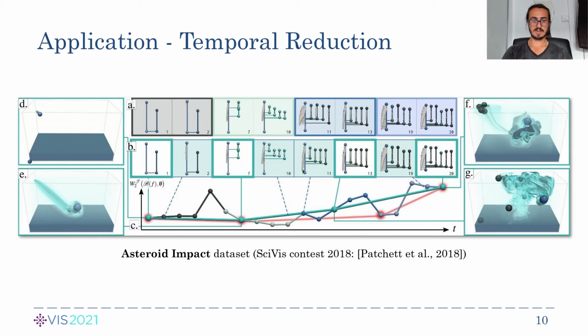blue background. These keyframes correspond to key phases in the asteroid impact: the initial state, the approach, the impact, and finally the aftermath. When using persistence diagrams, the method fails at capturing the impact phase and selects two keyframes in the aftermath phase, as we can see in the red curve.